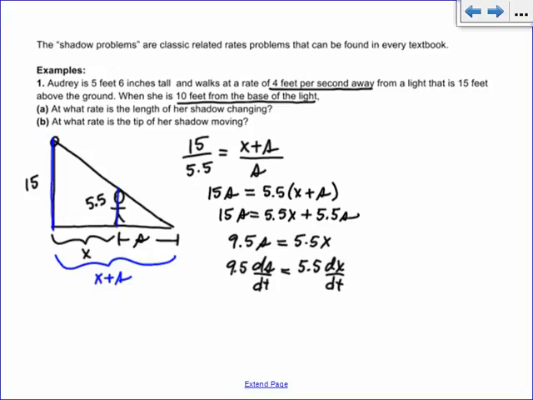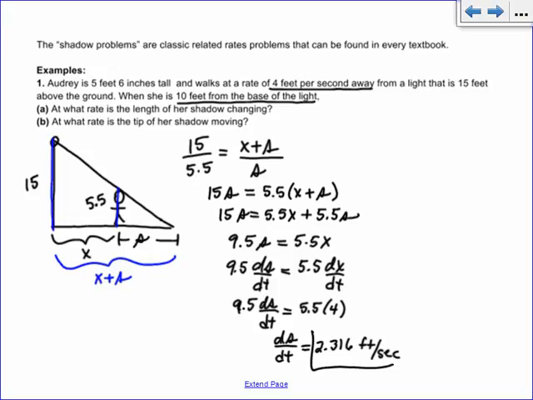So the length of her shadow is this ds over dt. So 9.5 ds over dt equals 5.5 times 4. She's walking away at a rate of 4 feet per second. So when I divide it out, I get ds over dt equals 2.316 feet per second. So that's part A. Now part B is very simple.